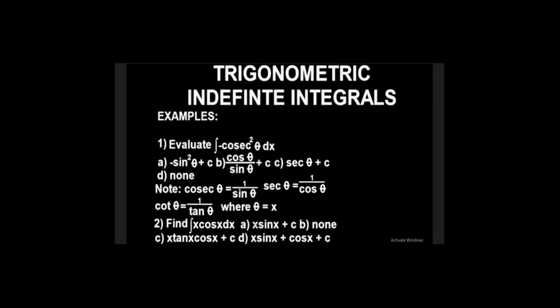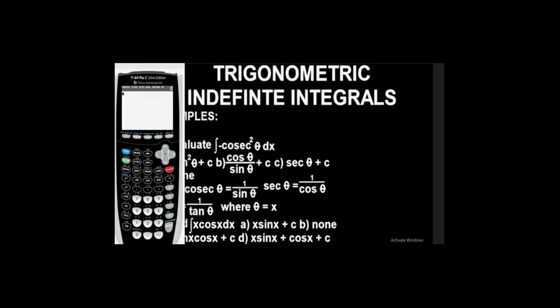So let's simplify s cos x. So we have s cos x, cos x, close the bracket, very important. So press enter. So we have minus 0.83. Right now we're going to differentiate. Any option that gives us minus 0.83 will be our answer.